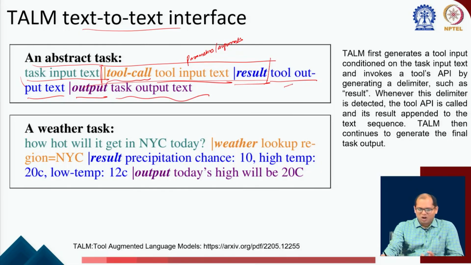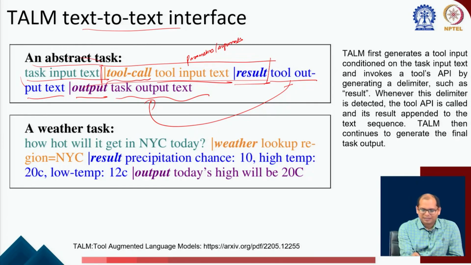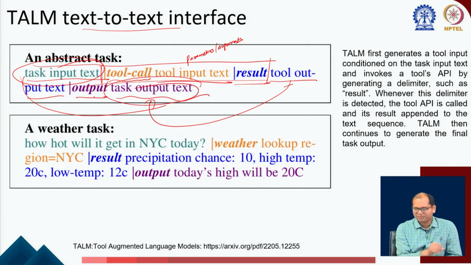The tool output, you will have to reformat it as per the requirements and get the final output text. So, by default the LM was only going from task input text to task output text. Now, in between you have these additional steps where you call a tool by putting in all the arguments, you get an output result, and based on that you continue your generation. So, what TALM does is first generate a tool input conditioned on the task input text and invoke a tool's API by generating a delimiter such as result.